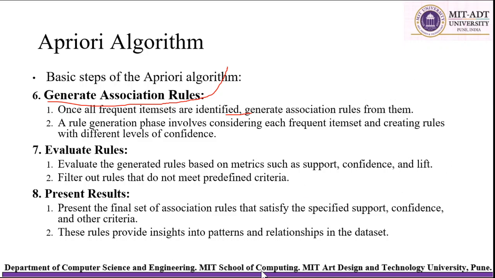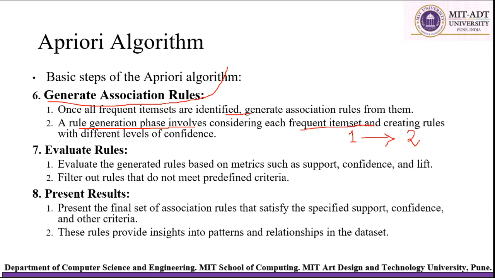Which items can be purchased together, or how they can be associated. So for that we'll generate the different association rules. The different rules are generated in this phase by considering each frequent item set. So we'll pick one frequent item set at a time. We'll write down all the possible combinations from these frequent item sets.